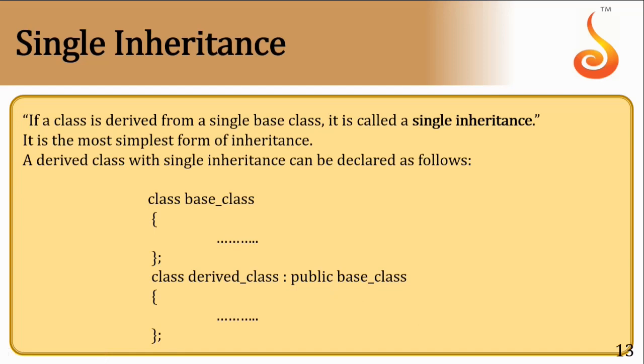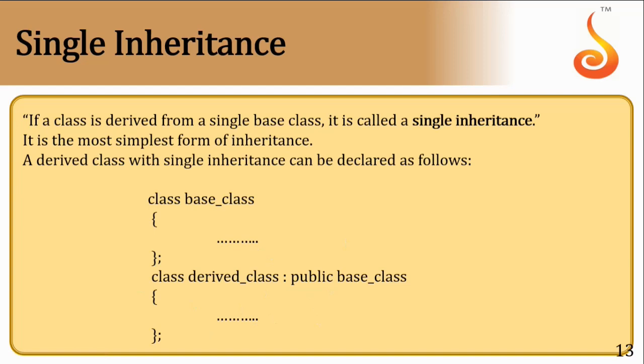So class, derived class name, colon, visibility mode, base class name, and then the data of the derived class, because not only inheriting, the derived class will have its own data. So it is terminated by a semicolon. The class needs to be terminated by a semicolon.